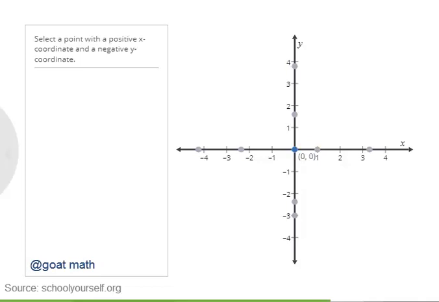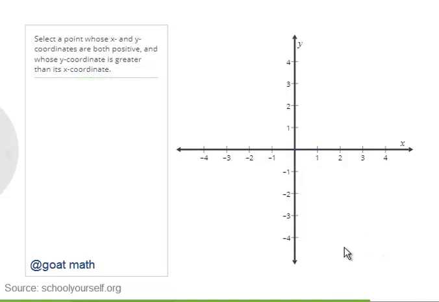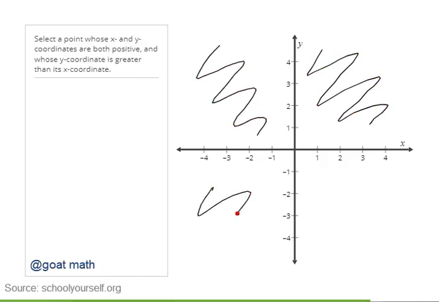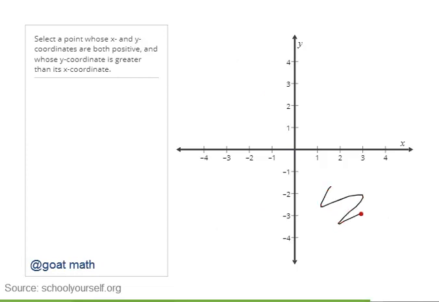Okay, next, try selecting a point with a positive x-coordinate and a negative y-coordinate. There are lots of points you can choose from, but just pick one for now. Nicely done. Notice that the x and y axes seem to divide the coordinate plane into 4 regions. We'll come back to these in a later lesson, but for now you can see that any point in this region down here will have a positive x-coordinate and a negative y-coordinate.